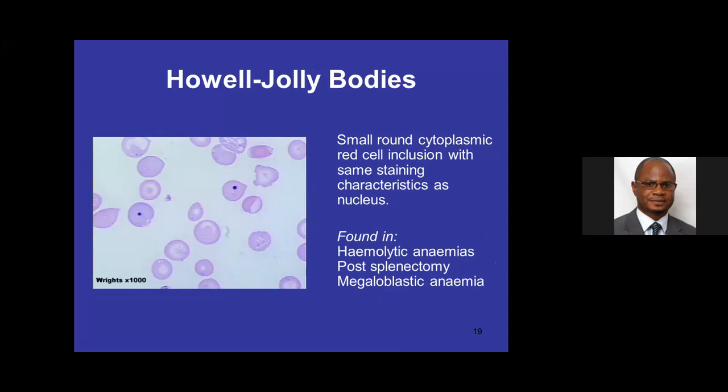Then we have Howell-Jolly body, a small round cytoplasmic red cell inclusion with the same staining characteristics as the nucleus. There you have it. Found in hemolytic anemia, post-splenectomy, and megaloblastic anemia.